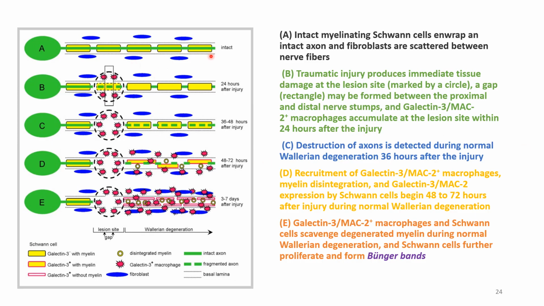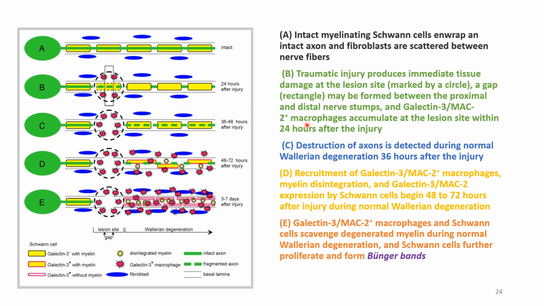See here, this is the intact one. Okay, an intact myelinating Schwann cell which is enwrapping the entire axon. See here, these blue colored ones are fibroblasts. Okay, this is the intact axon, the green colored one. Okay, this is myelin, galectin-3 with myelin. So myelin is expressing galectin-3.